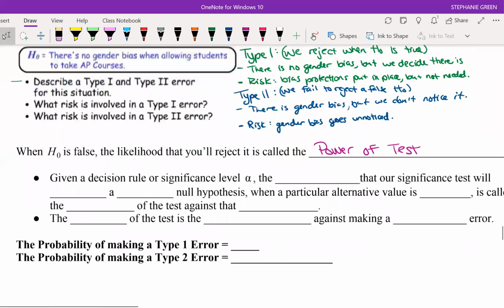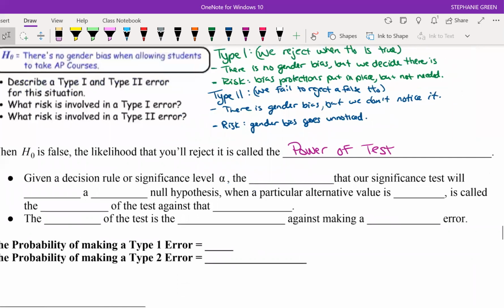So given a decision or significance level, alpha, the probability that our significance test will reject a false null hypothesis correctly when a particular alternative value is true, this is our goal, is called the power of the test against the alternative.